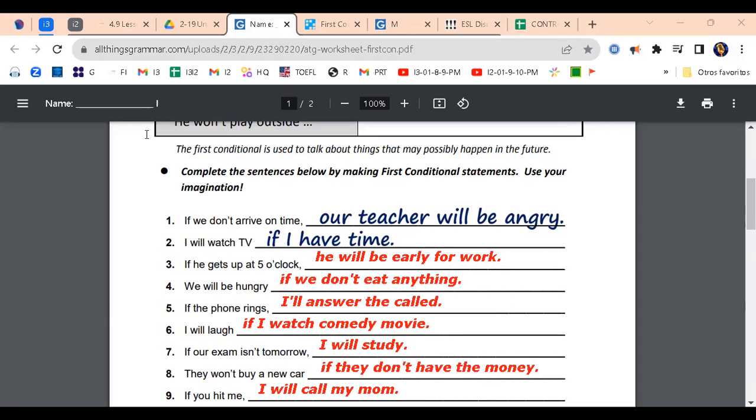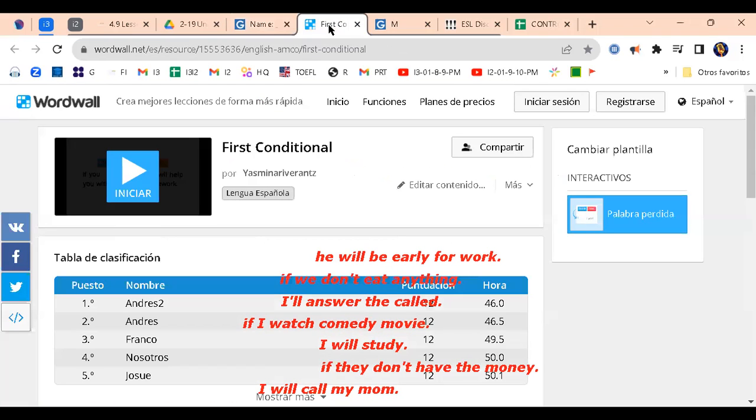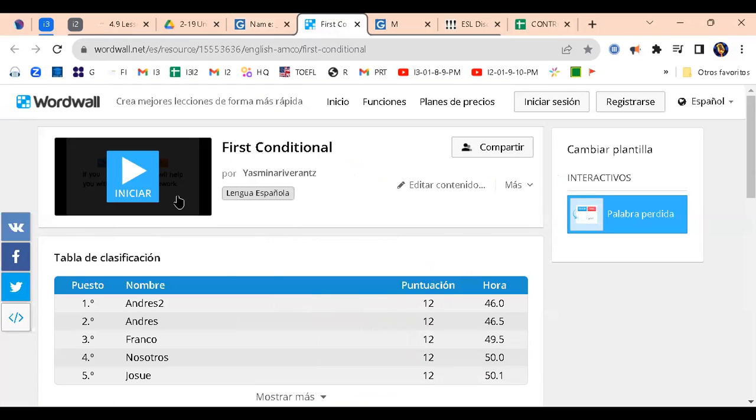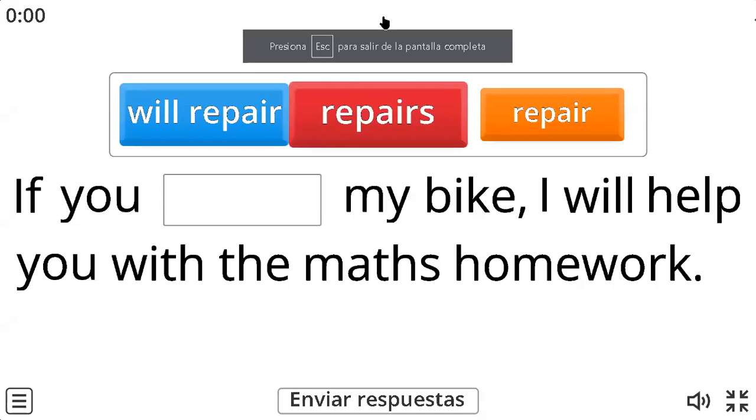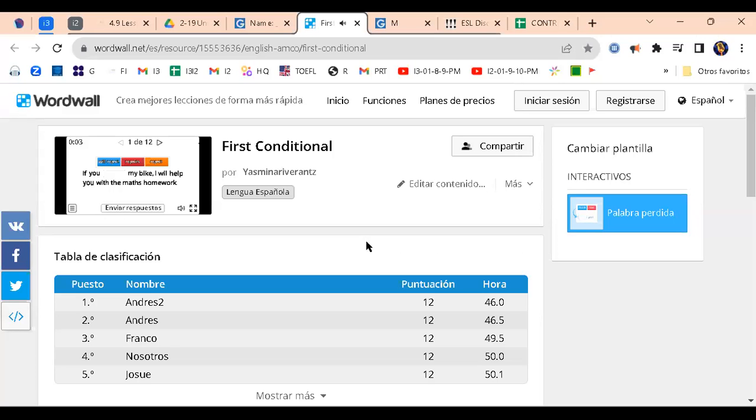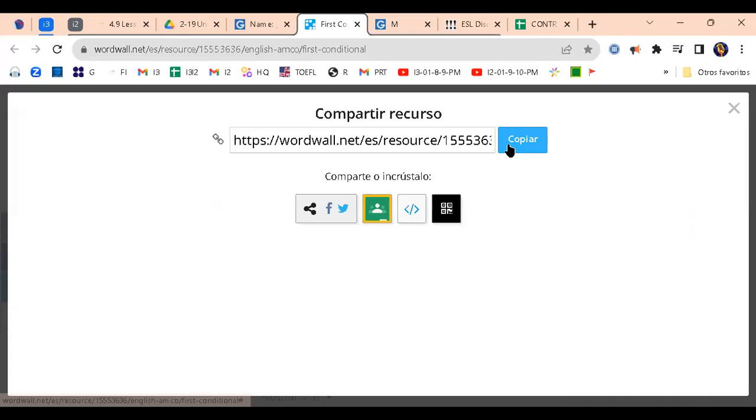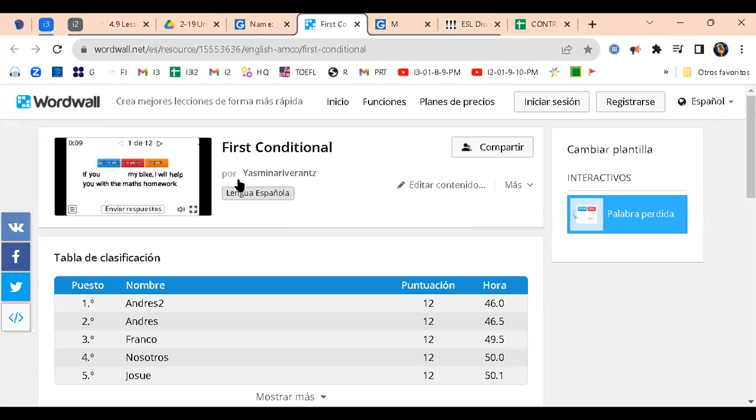Okay, let me see. I'm gonna send you the example so you can check that. So see if you got it. Okay, so here we have some exercises. I'm gonna send you the link. If you want, you can do it with me, or you can open the link and do it on your own. So I'm going to send you the link. So there you have it.